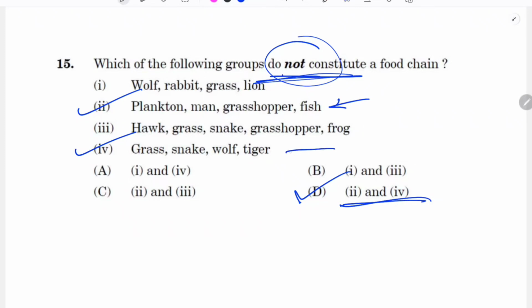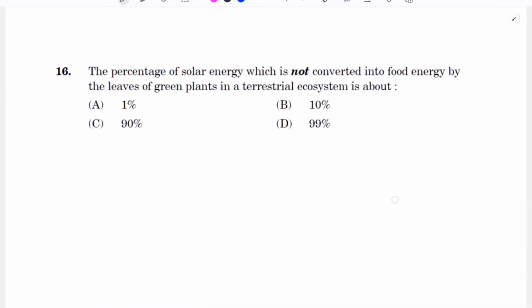What about the fourth one? Why is it not representing a food chain? In case of the fourth one, that is grass, snake, wolf and tiger, this group does not form a food chain because snake, wolf and tiger all are carnivores, and there is no herbivore present to consume the grass and initiate the food chain, right? There is no one to consume this one. These are all carnivores. So that's why the correct answer is D, option D, 2 and 4. Now next question.